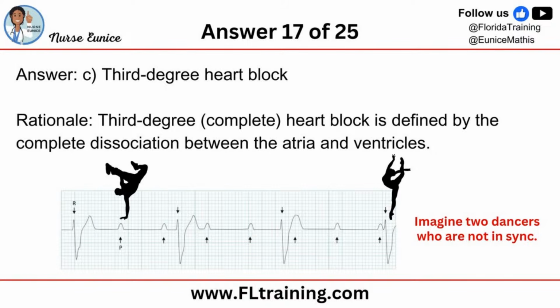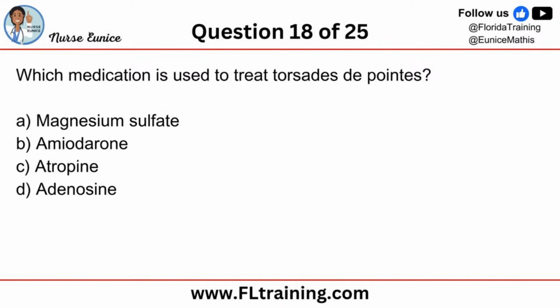So the P waves are doing their own thing. The QRS, they're doing their own thing. Nothing's dropping, but the person has a slow heart rate. So if you chose 40 as the heart rate, you are correct.